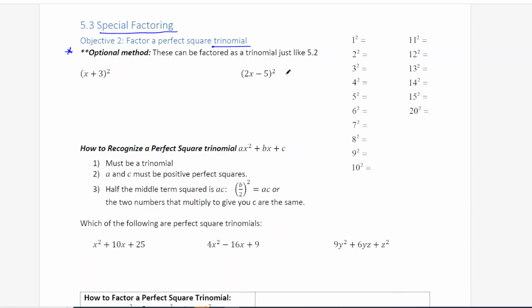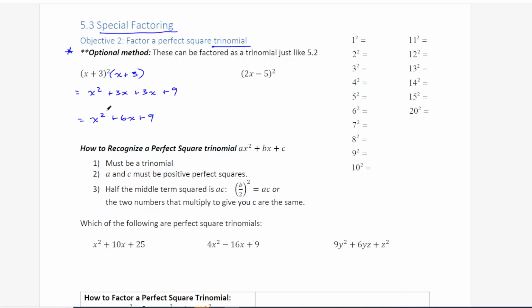But these are going to be some special trinomials that are called perfect square trinomials. So first thing we're going to do is start with the answer, go back to the question, and then be like, how could we recognize that these are going to factor like this? So if I gave you a question like x plus 3 all squared, that would mean that I want you to do x plus 3 times x plus 3. So x times x is x squared, x times 3 is 3x, 3 times x is 3x, and 3 times 3 is 9. Combining like terms, I get x squared plus 6x plus 9. If this was the question, this would be the answer.